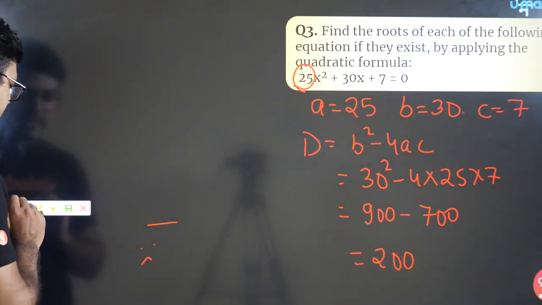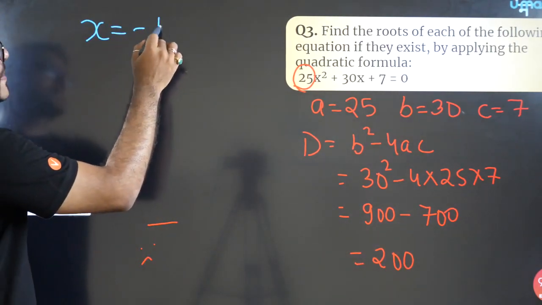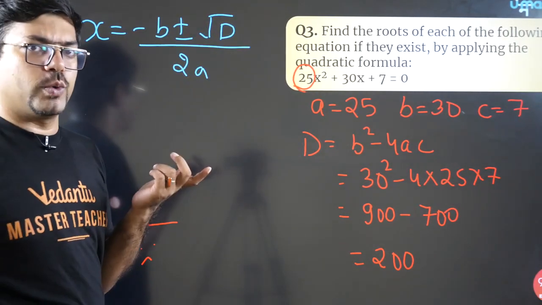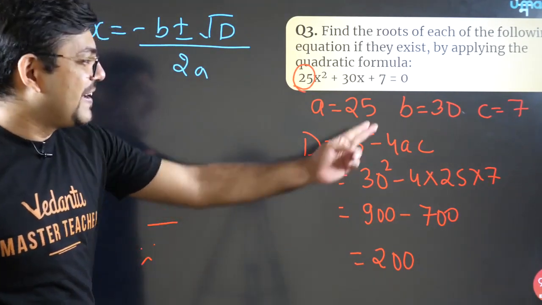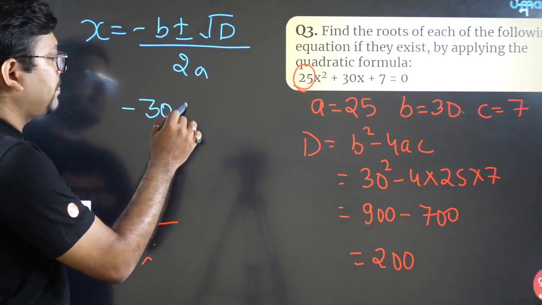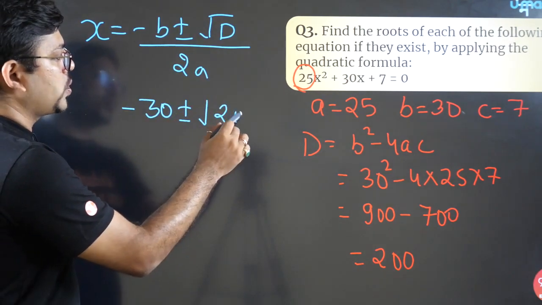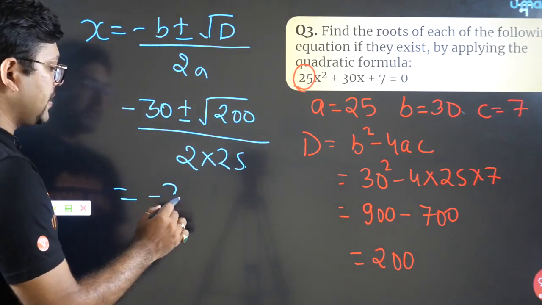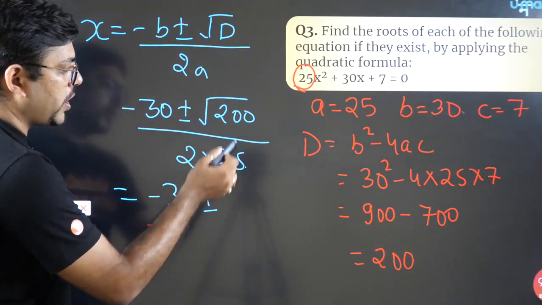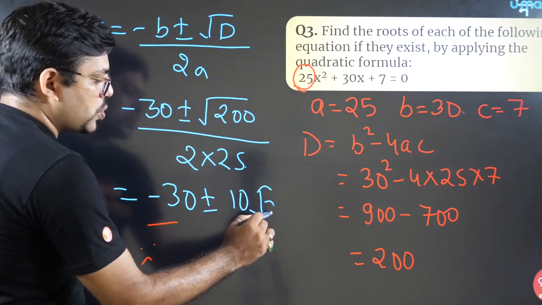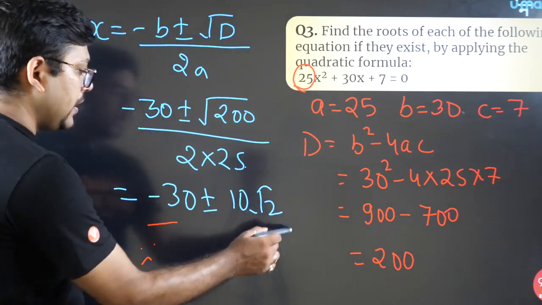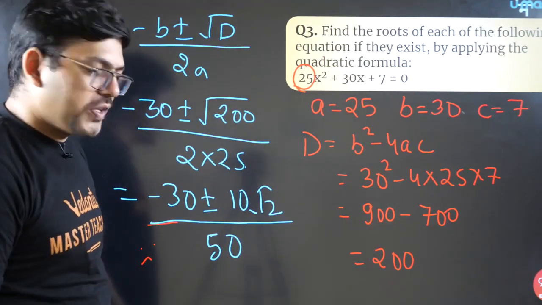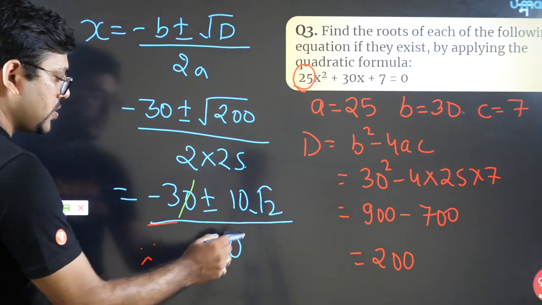Now I have to apply the formula, that is x is equal to minus b plus minus root d divided by 2a. What do you have to do now? Just put the values. That's so simple. B value is minus 30, so minus 30 plus minus root d, d is 200 under root, divided by 2 times a, a is 25. If you solve it further, minus 30 plus minus root 200, so 100 will come out as 10 and root 2 will remain as it is. Divided by 2 into 25 is nothing but 50. You have to just remove the 0. I guess that would be pretty simple. 0 gone, 0 gone, 0 gone.